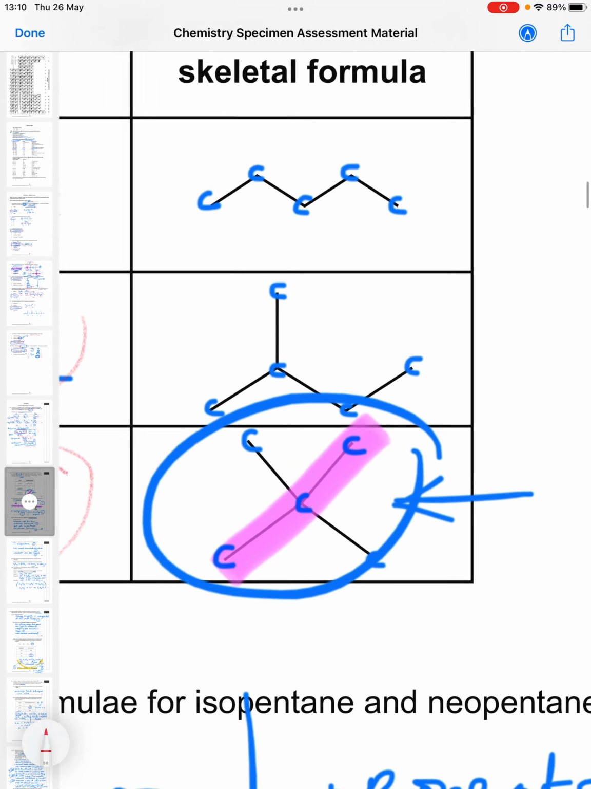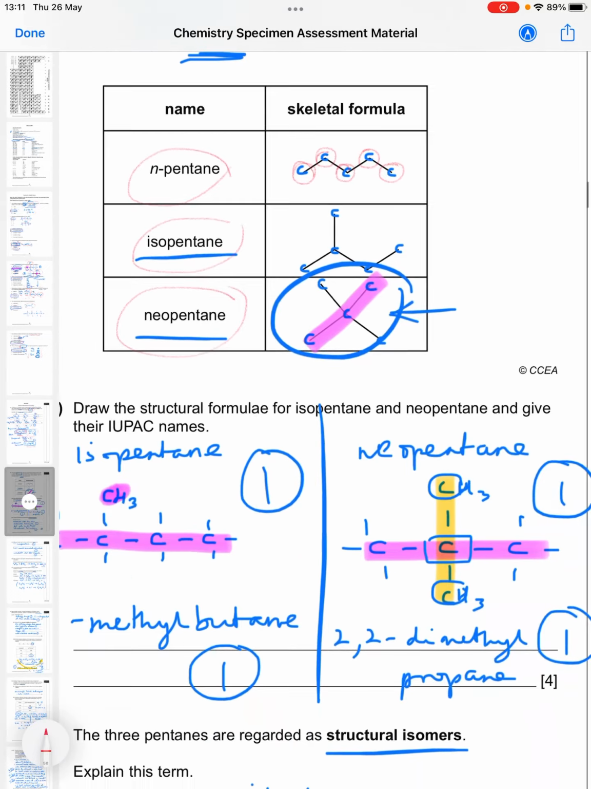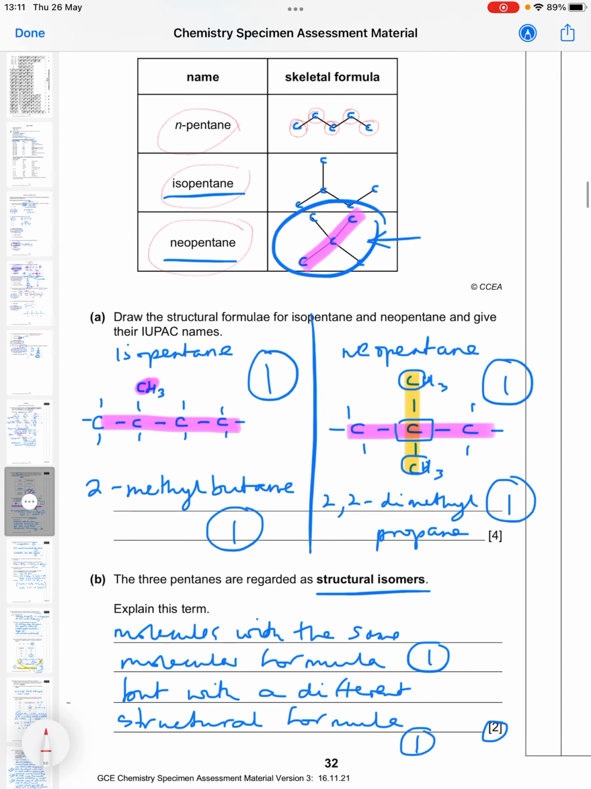And what I've done here is just drawn out where the carbons are on the skeletal formula. So you remember that at each end or intersection of the lines you have a carbon. And that makes it a little bit easier to draw out the structures. So first question here, A, is to draw the structural formula for isopentane and for neopentane.